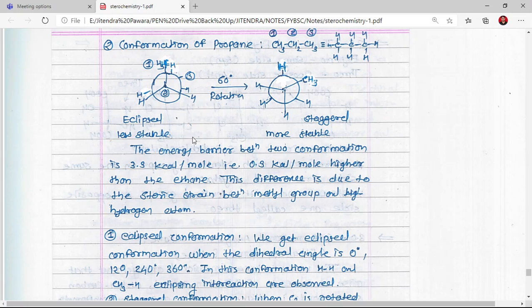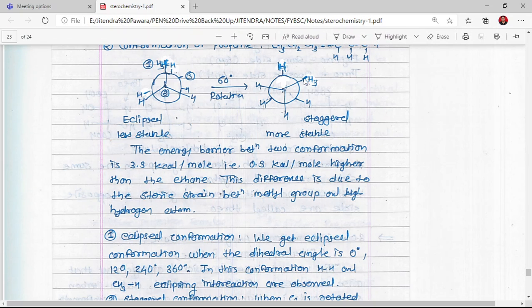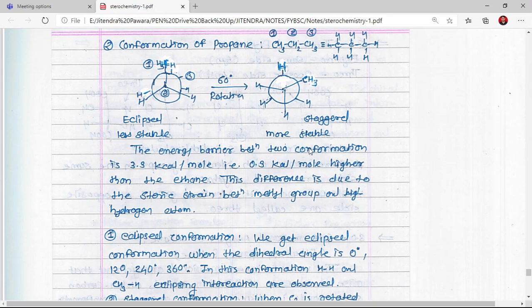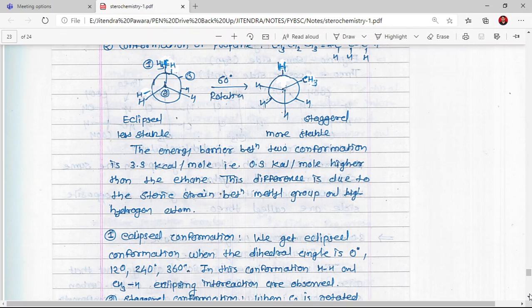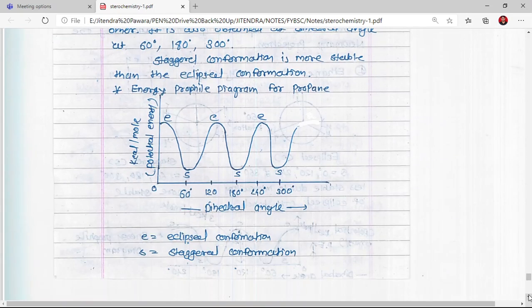In the staggered conformation, we get the staggered conformation at dihedral angles 60, 180, and 300. This is a more stable, lower energy conformation, because the distance between the methyl group and hydrogen is 60 degrees here. The CH3 and hydrogen are far away from each other, so there is no steric hindrance. That's why the staggered conformation is more stable. This is the energy profile diagram of propane.